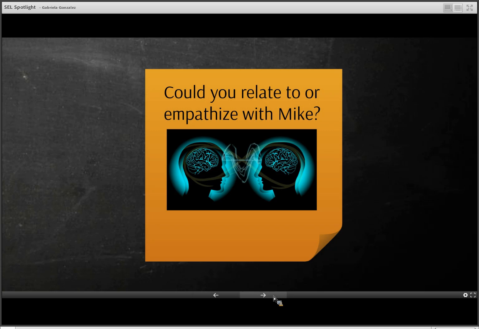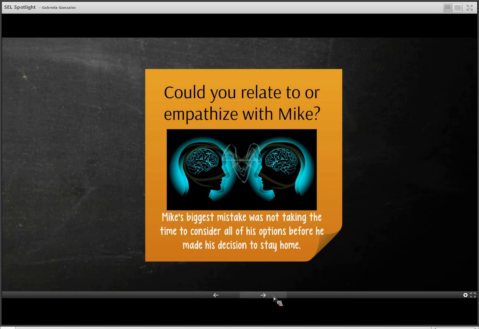Looking at Mike's situation from the outside, we know that Mike had way more choices than he thought. And his biggest mistake was actually not taking the time to consider all of the options before he made his decision to stay home. So if Mike had given his situation a little bit more thought, he may have made a different decision, probably a more fun one, right?